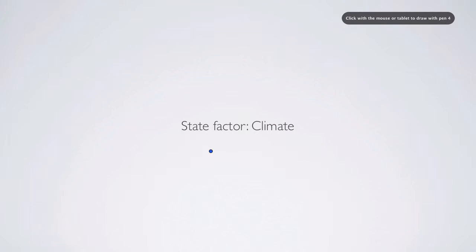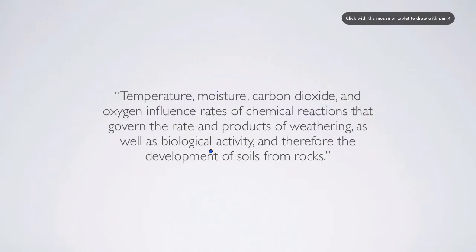Now, another state factor is climate, and climate is very important in determining the soil processes and properties that we see. The authors state that temperature, moisture, carbon dioxide, and oxygen influence rates of chemical reactions that govern the rates and products of weathering, as well as biological activity, and therefore the development of soils from rocks. So these factors, temperature, moisture, carbon dioxide, and oxygen, are important for chemical reactions as well as biological activity, and they have different effects on each of those.